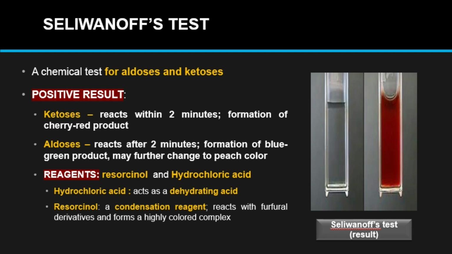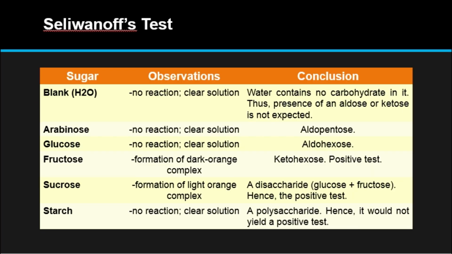So here are the results from the experiment that we did. As you can see, blank water, of course, negative. Arabinose is an aldopentose. Glucose is an aldohexose. Fructose, formation of dark orange complex, it is a ketohexose, hence it's positive. And sucrose, formation of light orange complex, a disaccharide which comprises glucose and fructose, hence positive test.